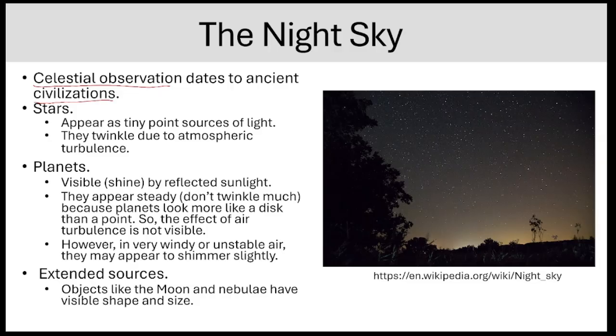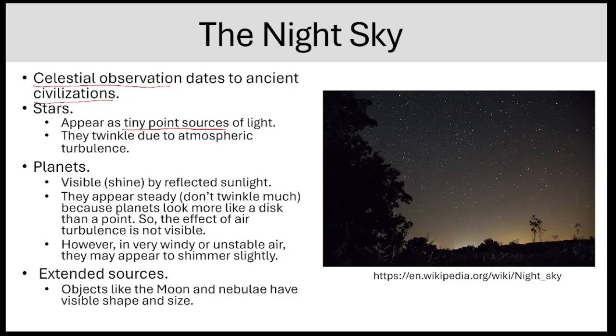When we look at the sky, we see many different objects. First, we have stars. Stars appear as tiny point sources of light because they are so far away. They only look like a tiny point light source.